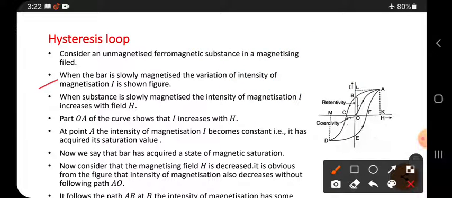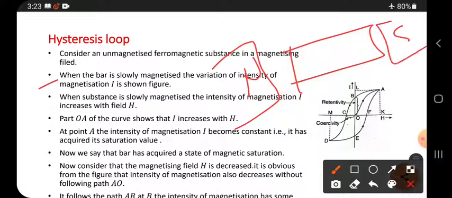When the bar is slowly magnetized, let it be a bar kept in between the electromagnets, having the north pole and south pole on this side. When the bar is slowly magnetized, the variation of intensity of magnetization is shown in the figure. Slowly magnetized means its magnetic nature is slowly increasing, which means the I value increases.